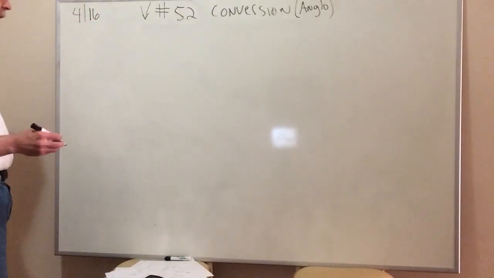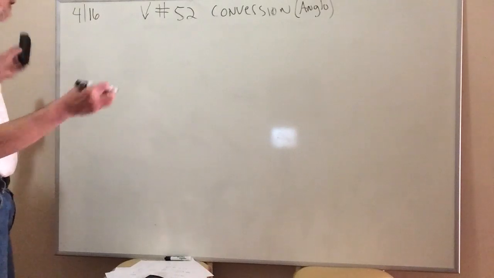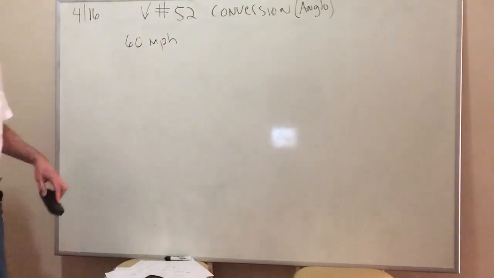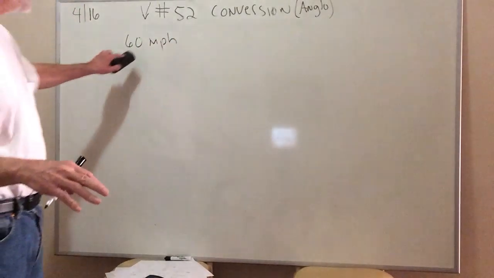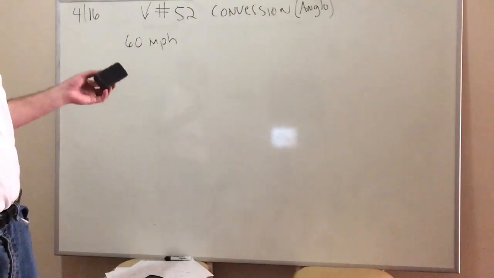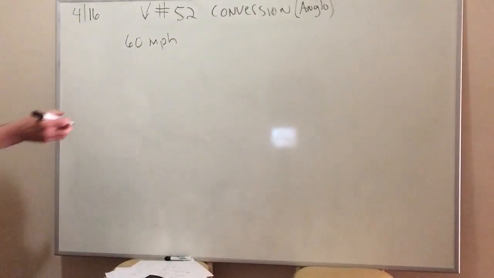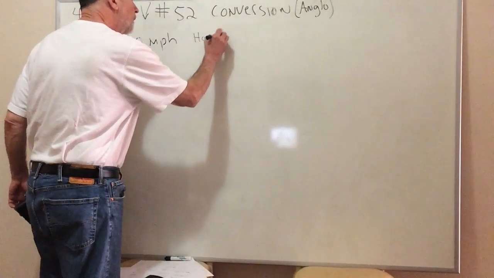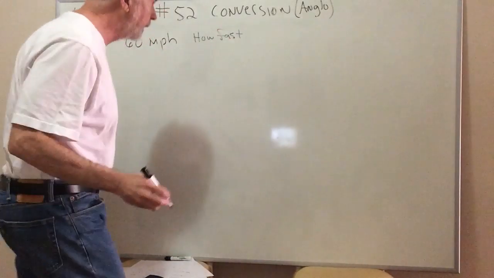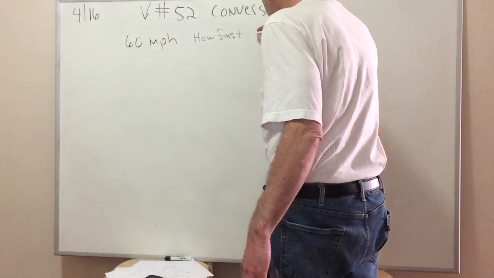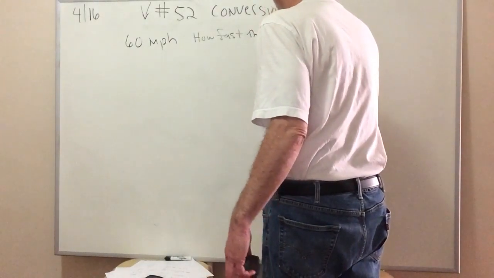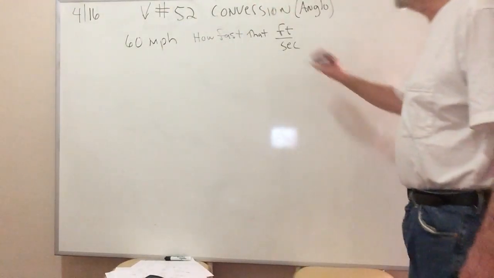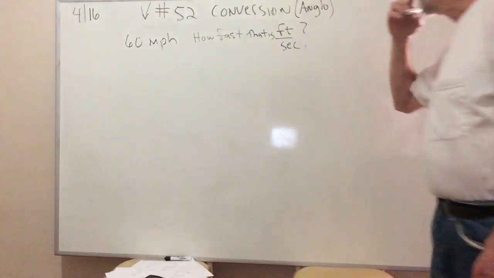So as a practice, let's do it the other way around. 60 miles an hour. Pretty much what you do on a highway if you're following the rules. And I don't want to put a 5 there because 65 is the maximum supposedly. That's what a car's doing. So I need to know how fast that is in feet per second. I'll leave you to do that.